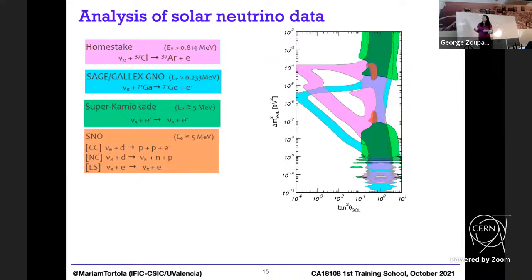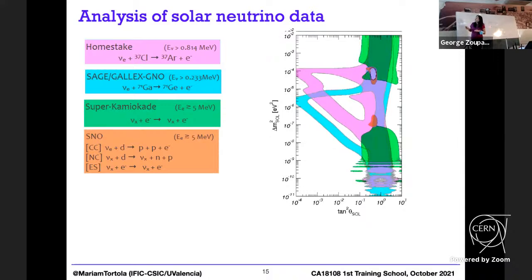Okay? Then we had the SNO experiment. SNO was even better because it was also measuring different energies with more precision and was also sensitive to the day-night. And for SNO it is the orange region. So you see how we can go in and try to find a solution. At the end, the combination of all these solar experiments is that white region over there. This is the overlap between all of them.